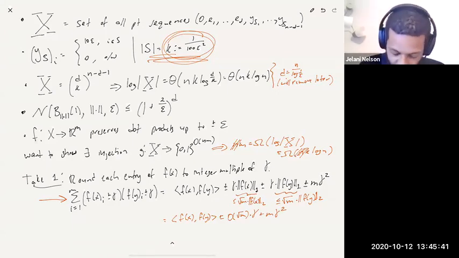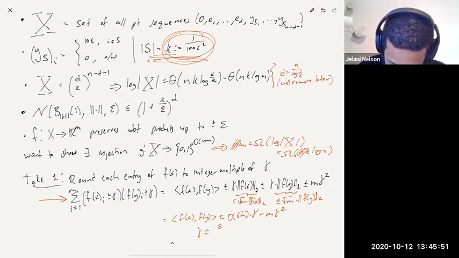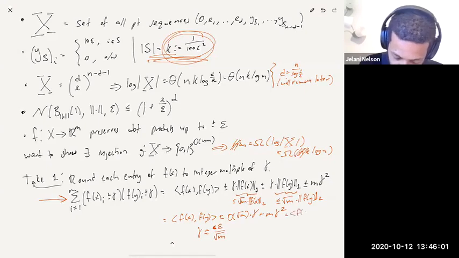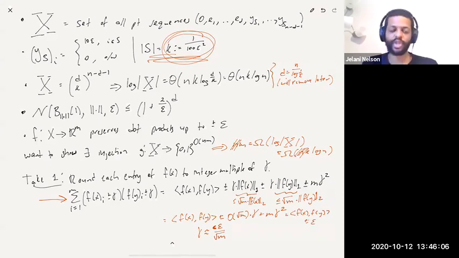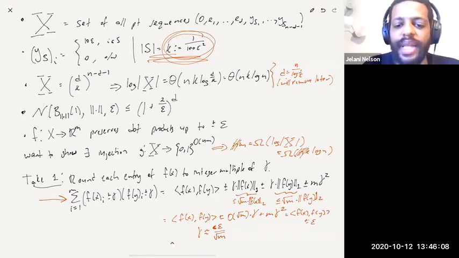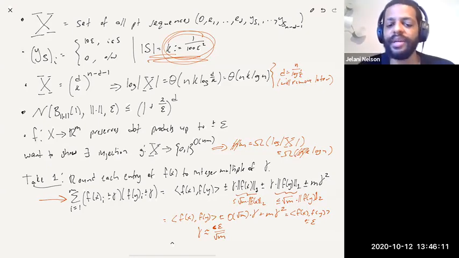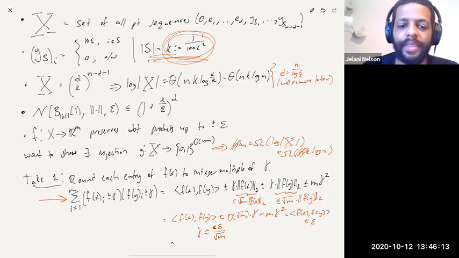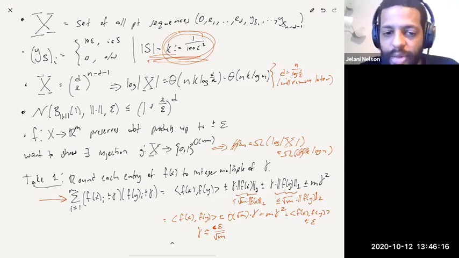So I can choose gamma. I'm choosing what precision I'm rounding to. I'll just choose gamma to be something like epsilon over root m, some small constant times epsilon over root m. And then this will be the actual dot product I care about, plus or minus an error term of epsilon. So before, the dot products were either less than epsilon or bigger than 9 epsilon. Now they're less than 2 epsilon or bigger than 8 epsilon. There's still a gap.